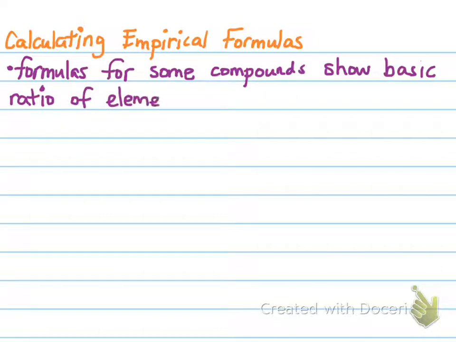Specifically, formulas for ionic compounds do this because remember, when we're writing the formulas for ionic compounds, we write our symbols, we write our charges, we crisscross, and we make sure it's the lowest whole number ratio. Because of that, the formula is just showing us the most basic ratio of elements in the compound. However, remember with molecular compounds, our prefixes became our subscripts, and we did not reduce them. So in molecular compounds, sometimes we don't have the most basic or simplest ratio of elements.